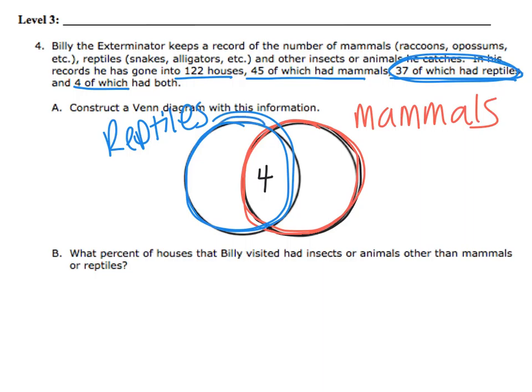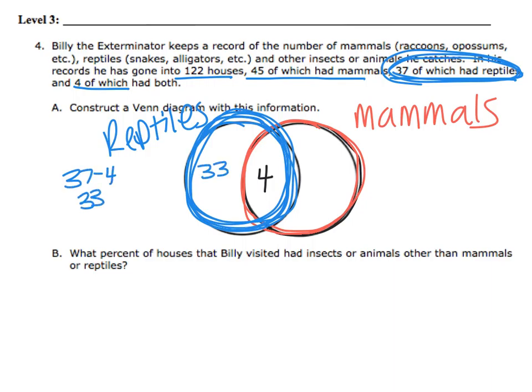What you need to do is this whole circle here stands for reptiles. So this 37 is dealing with all reptiles. So the whole blue circle needs to add up to 37. If 4 have already been accounted for, that means 33 only had reptiles. Same way with the mammals, 45 had mammals, so this whole red circle needs to add up to 45. It already has the 4, which makes 41 houses only have mammals.